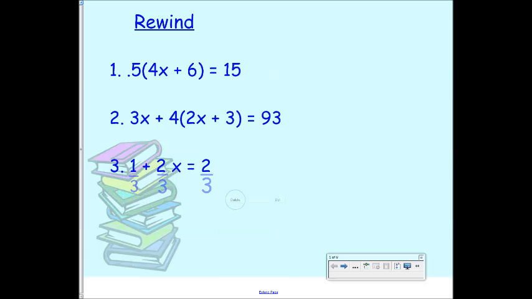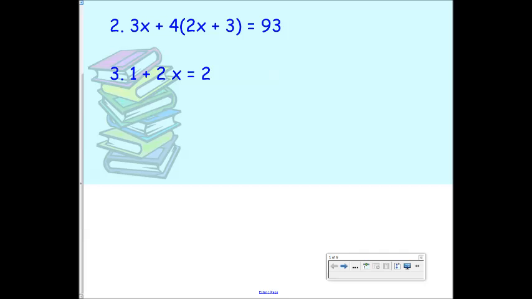All right, so let's get... Oh, man, I thought I could get rid of everything at one time. Oh, it's typed in there. Okay, well, ignore that one. I'm going to rewrite number 2 so we have plenty of room for it. So 3x plus 4 parentheses 2x plus 3 equals 93.